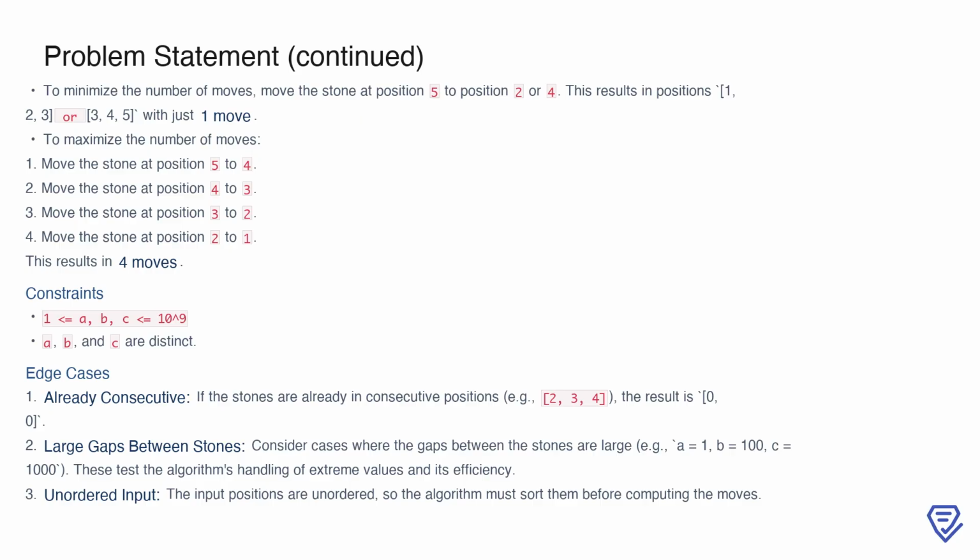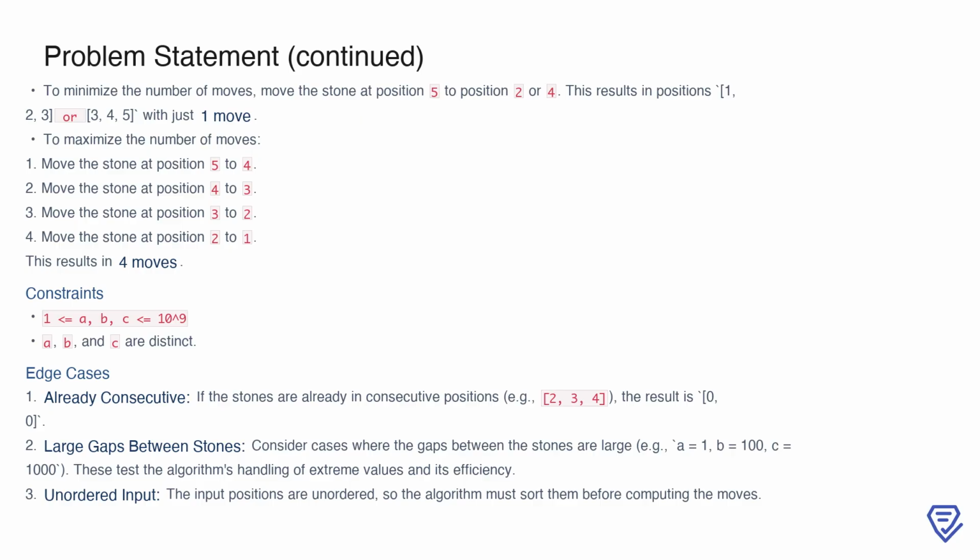Finally, let's look at the case where the input positions are a equals 3, b equals 5, and c equals 1. The output here is 1, 4. To minimize the number of moves, we can take the stone at position 5 and move it to either 2 or 4, resulting in consecutive positions 1, 2, 3, or 3, 4, 5, with just one move.